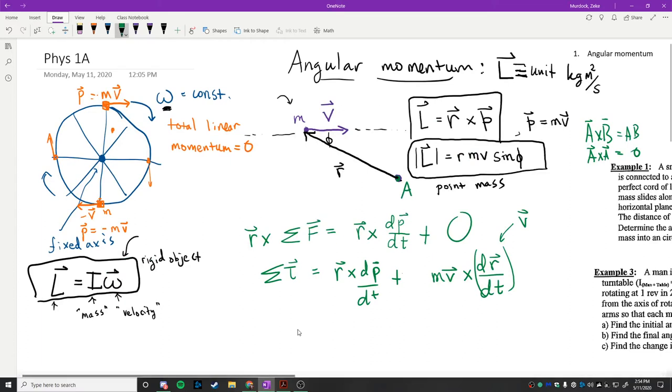But then, and this is the step that I skipped, since this thing is p, you should be able to recognize this whole thing as a chain rule, right? This is the same thing as this.